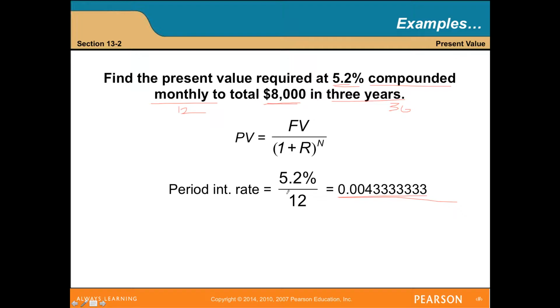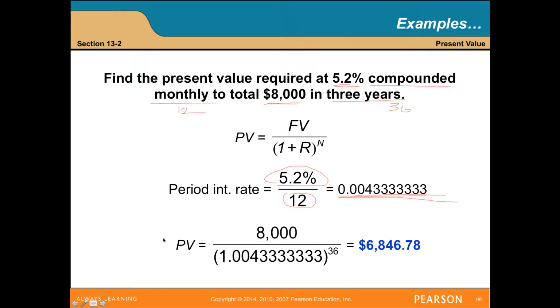They take the interest rate that they present to you and divide it by that, and that's how we determine how much the interest rate is per month. So it's 0.004333333. The present value equals 8,000, which is the amount of the loan.